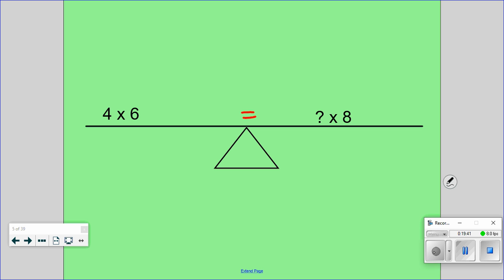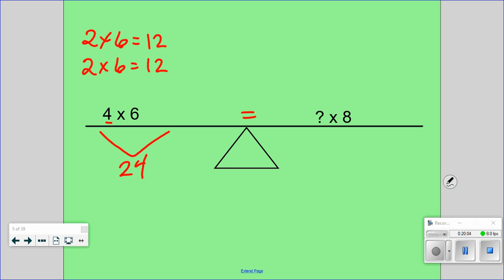To think of my 4s as my 2s doubled. 2 times 6, I know, is 12, plus another 2 times 6, 24. That helps me get my 4s. My product, what this side of my equation is worth, is 24. That does mean that my other one is worth 24.